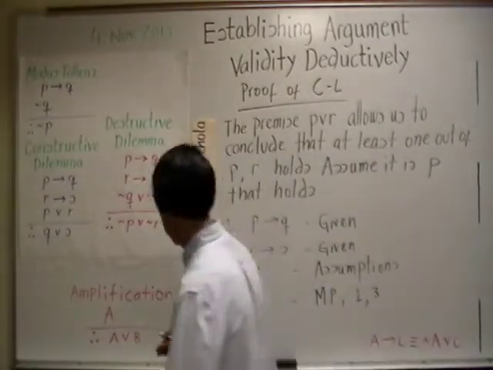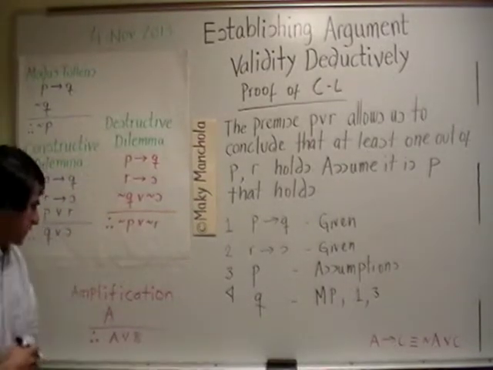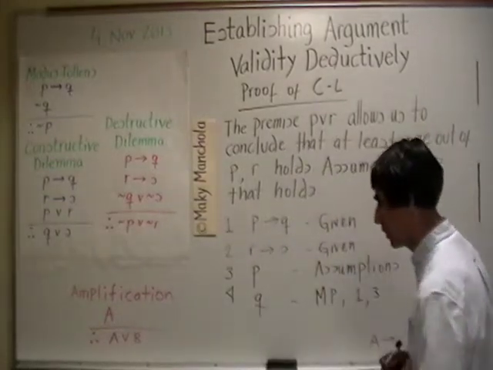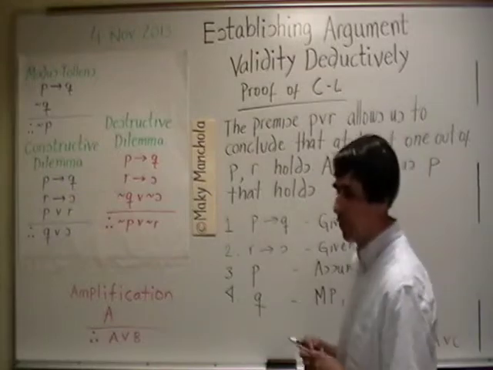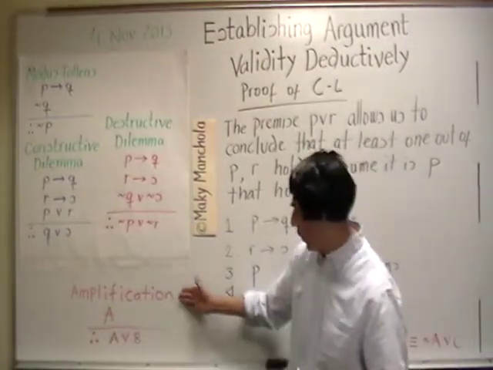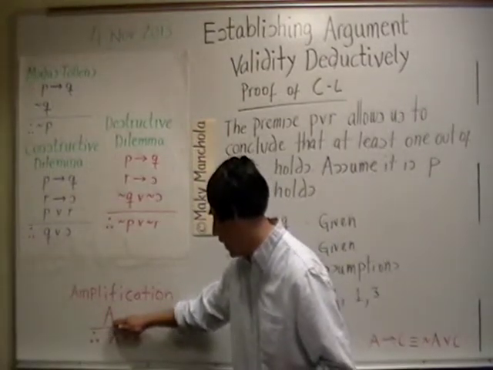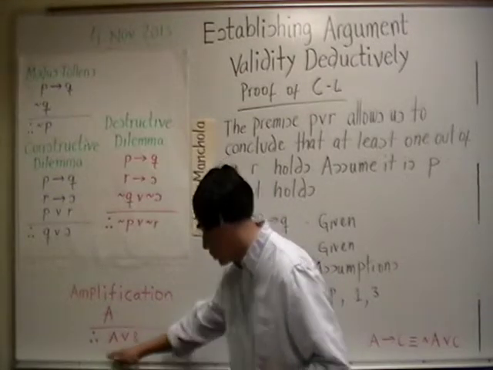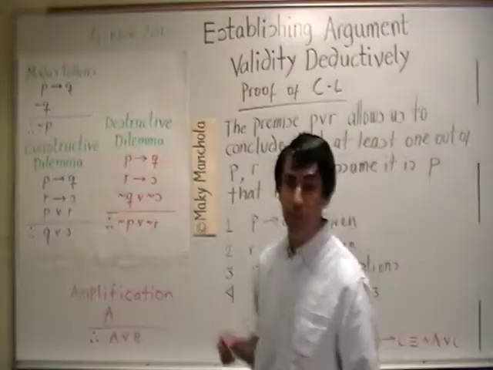Now notice that so far we have Q, we're after Q or S. Can we get Q or S? We can if we apply one of our inference rules. The one we're thinking about right now is amplification. If you have premise A, then you can conclude A or something else. So if we have A, you can conclude A or B. The B being the something else.